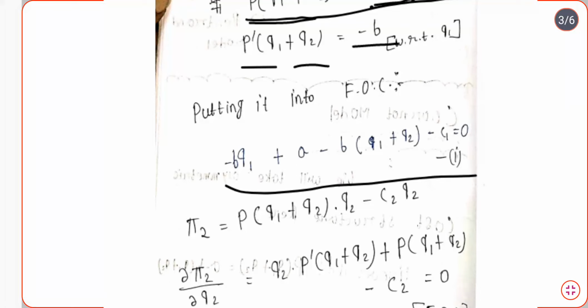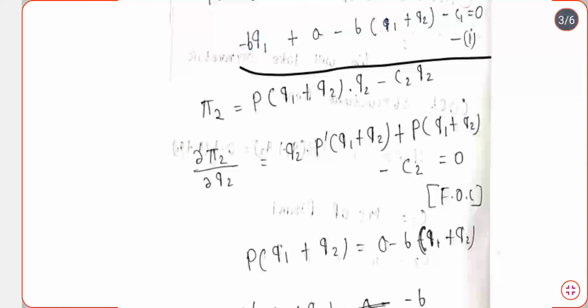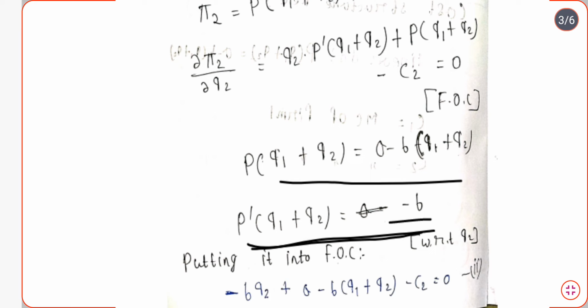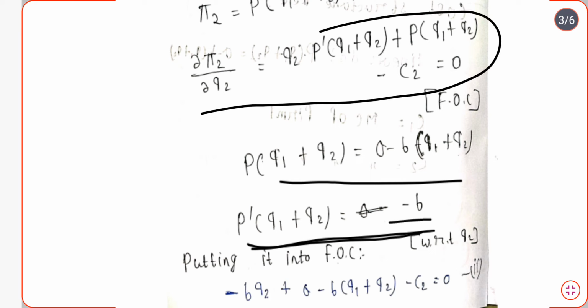Now in the same way we will find the profit of firm 2. We will differentiate the profit of firm 2 with respect to Q2, that is the amount produced by firm 2. Similarly, we differentiate the linear demand function faced by the market with respect to Q2, and it will obviously be minus B again. We replace that value of P dash into Q1 plus Q2, that is minus B, in the first order condition obtained in this portion. By replacing it we get this form.